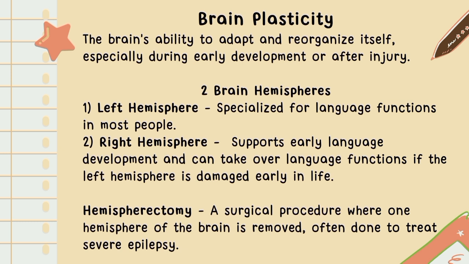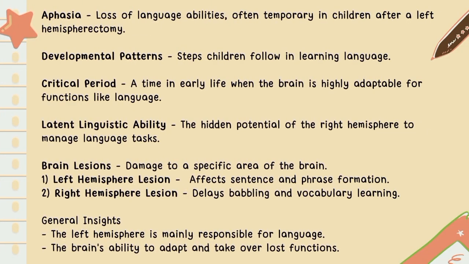Hemispherectomy is a surgical procedure where one hemisphere of the brain is removed, often done to treat severe epilepsy. In short, it is a surgery to remove one half of the brain, usually to stop severe seizures. Aphasia is loss of language abilities, often temporary in children after a left hemispherectomy. It is a temporary loss of language skills in a child. It is common in kids after their left hemisphere was removed.